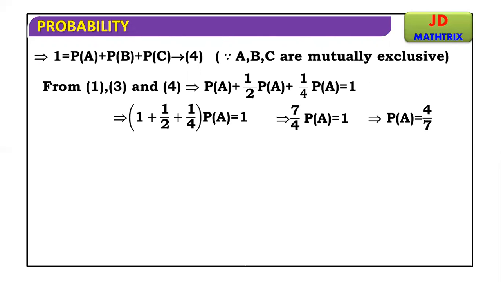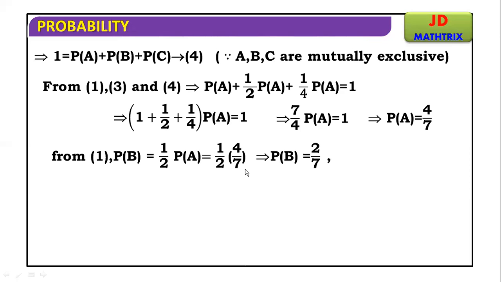P of A value is 4 by 7. Next, we have to find P of B. P of B is 1 by 2 P of A, that is 1 by 2 into 4 by 7, which becomes 2 by 7. From 1, P of B equal to 1 by 2 P of A, that is 1 by 2 into 4 by 7. That implies P of B equal to 2 by 7.